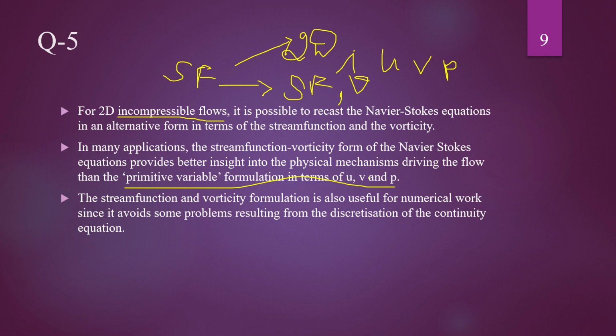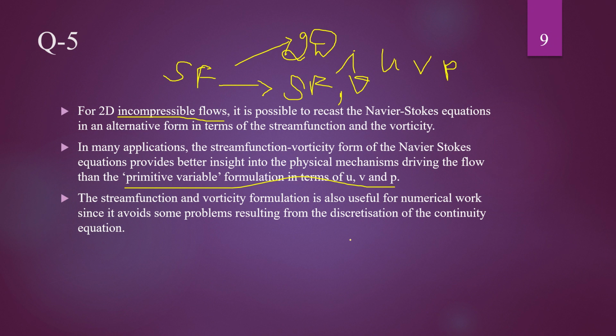So basically, in many applications, the stream function vorticity method is popular because it gives a better understanding of the problem in terms of the stream function and vorticity variables than the primitive variables in the formulation of u, v and p.